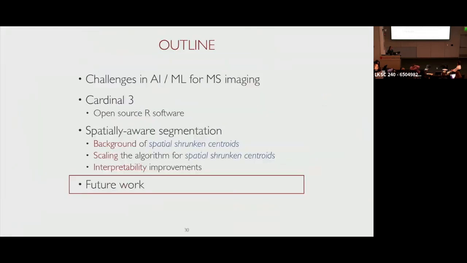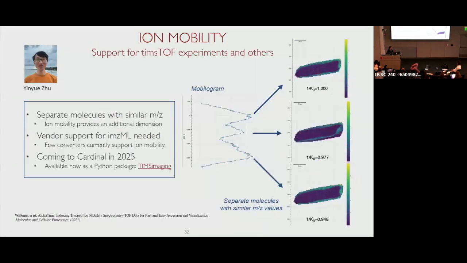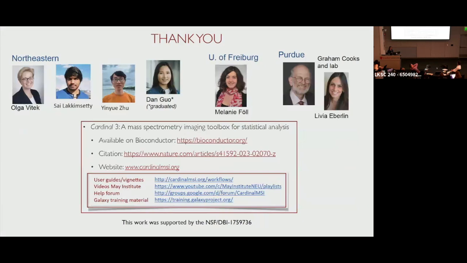So that's everything I wanted to talk to you about today. We have some future work going on in our lab. So one of our PhD students, Sai, is working on co-registration between mass spec imaging and other imaging modalities. We have another PhD student, Yunya, who is working on support for ion mobility in mass spec imaging. That's the end of it.